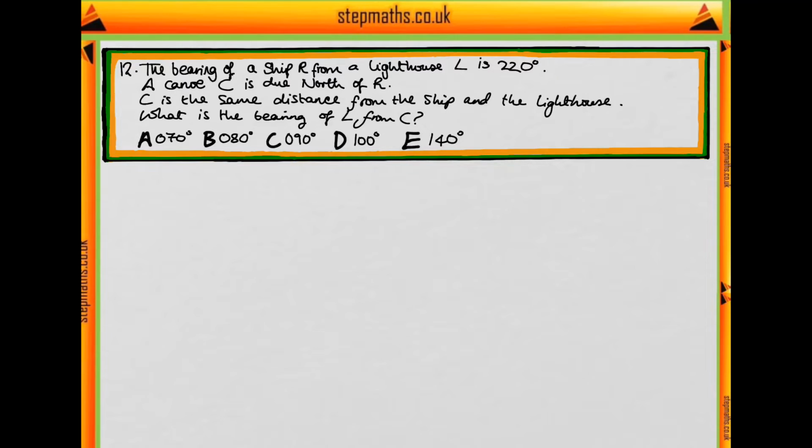So in this question we have a ship R, which is at a distance from a lighthouse L, which has bearing 220 degrees. We also have a canoe which is due north of R, and the canoe is the same distance from the ship and the lighthouse, and we want to find the bearing of the lighthouse from the canoe. So we definitely need to draw a diagram to see what's going on.